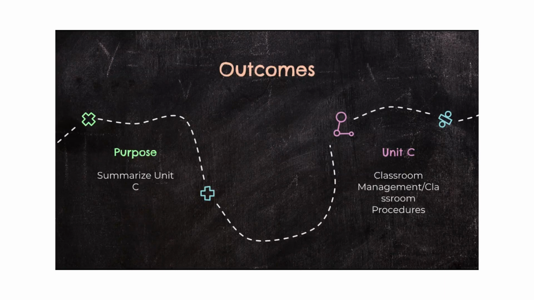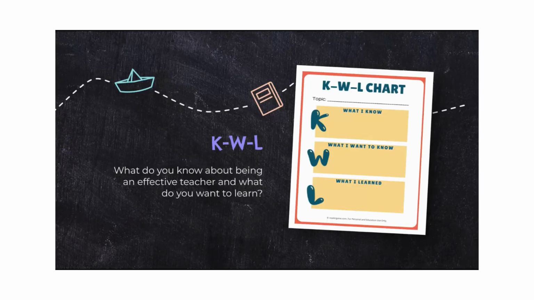Our outcomes for today. We're going to be summarizing Unit C, digging into Unit C, and looking at classroom management, classroom procedures, and classroom rules, okay? Again, we got our KWL. Y'all, if you're not using graphic organizers, grades K through 2, please start implementing this in your classroom. It's a great way for students to organize their thoughts as well as adults.